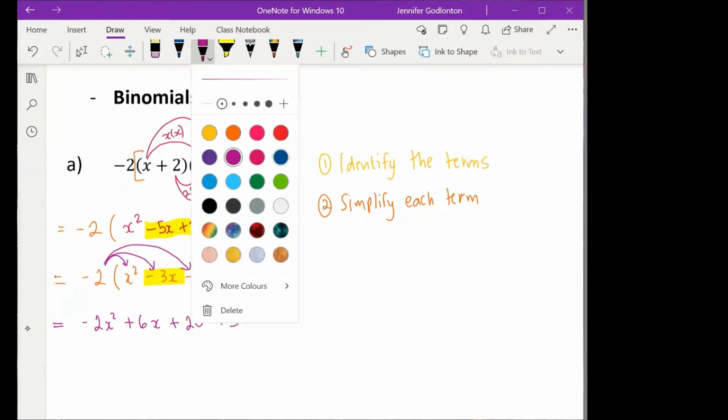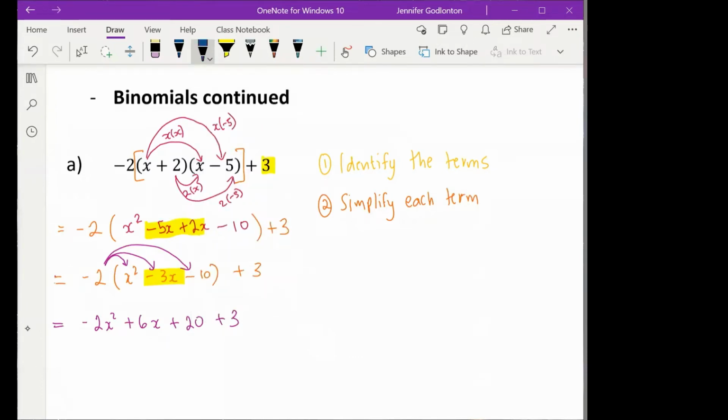Then our final step over here is we are going to add and subtract like terms. So from here, our only like terms at the moment are this 20 and the 3. And so our final answer is going to be negative 2x squared plus 6x plus 23.